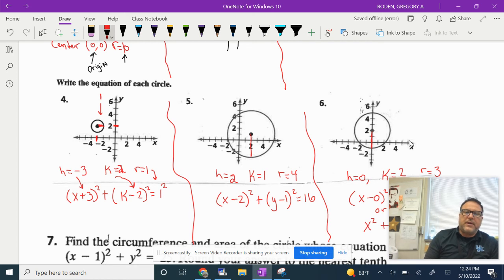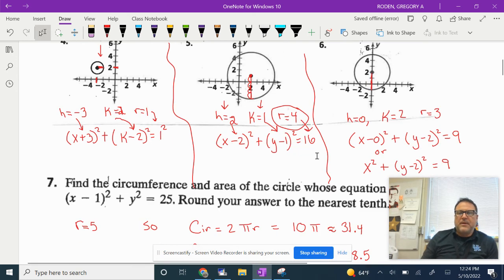So there's our equation for that circle. Okay, for this circle right here, it looks like our x value of the center point is 2. So h is 2. It looks like our y value of the center point is 1. So k equals 1. And it looks like I measure here. Let's see here. 1, 2, 3, 4. It looks like it goes down 4. So my radius is 4. So it's x minus 2, y minus 1, and then r squared, which gives us 16.